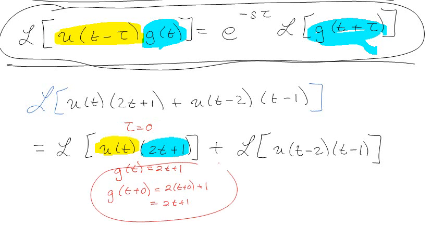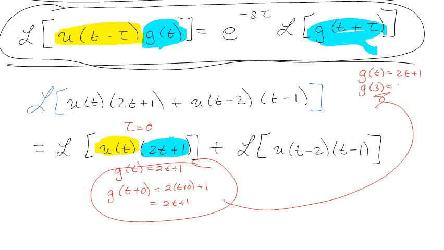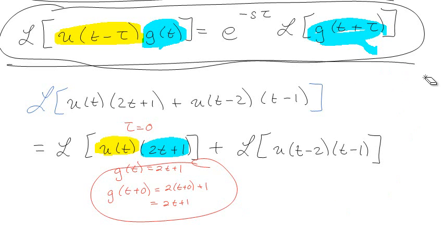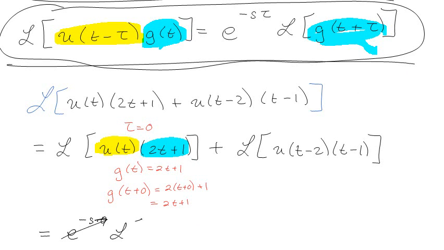If this is creeping you out a little bit, it's just the same idea as if I had g of t equal to 2t plus 1, and then I want to find g at 3. Everywhere I see a t, I put a 3. That's really all we're doing there. And it looks a little weird because we're doing it at tau equals 0, which means it's kind of useless. But that means that I get e to the minus s times 0, which just turns out to be 1, times the Laplace transform of 2t plus 1. And you're like, I feel like I've accomplished nothing. But that's okay, because you learned something.